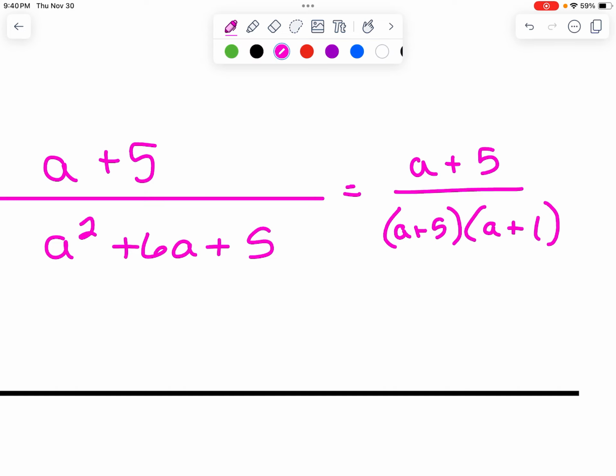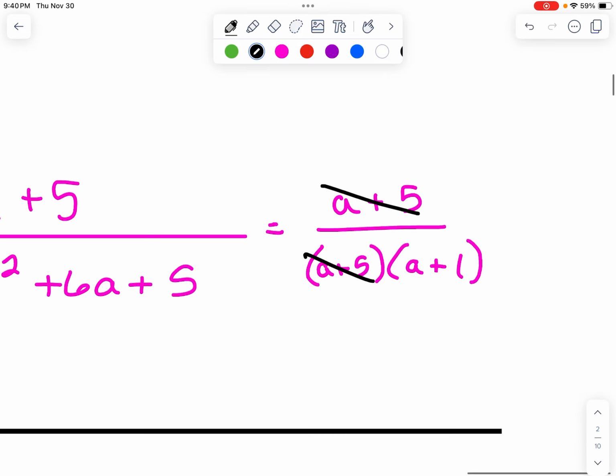Binomial with binomial. What do you think the answer is? 1 over a plus 1. Do you think those ones cancel? No, because the 1 is a monomial in the top, but it's part of a binomial in the bottom.